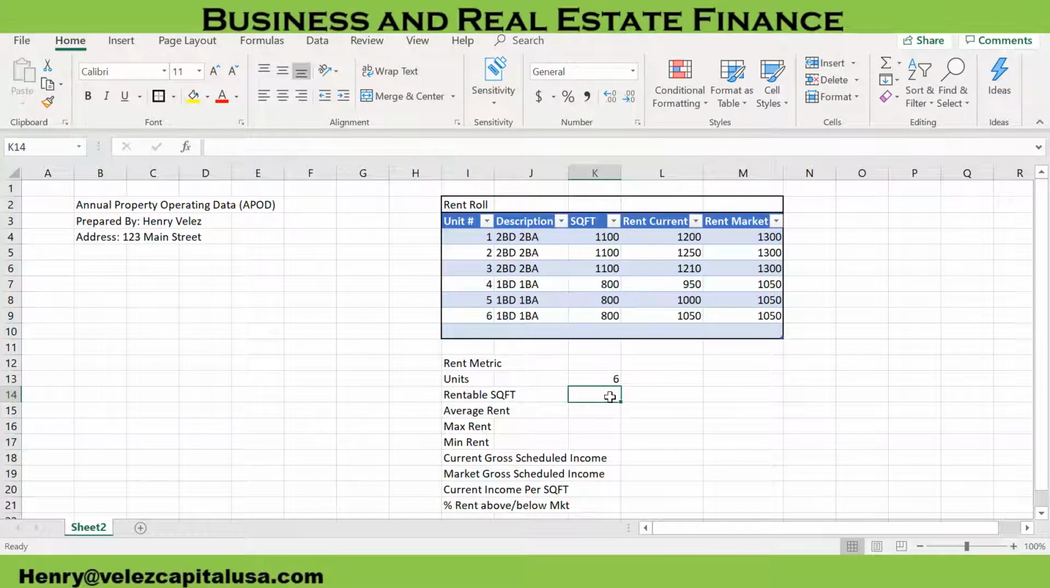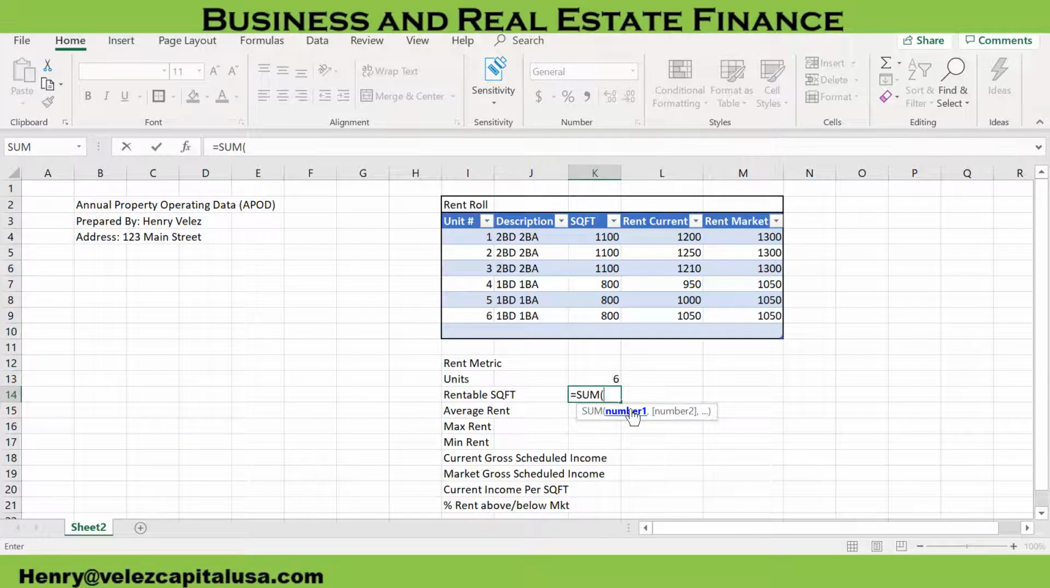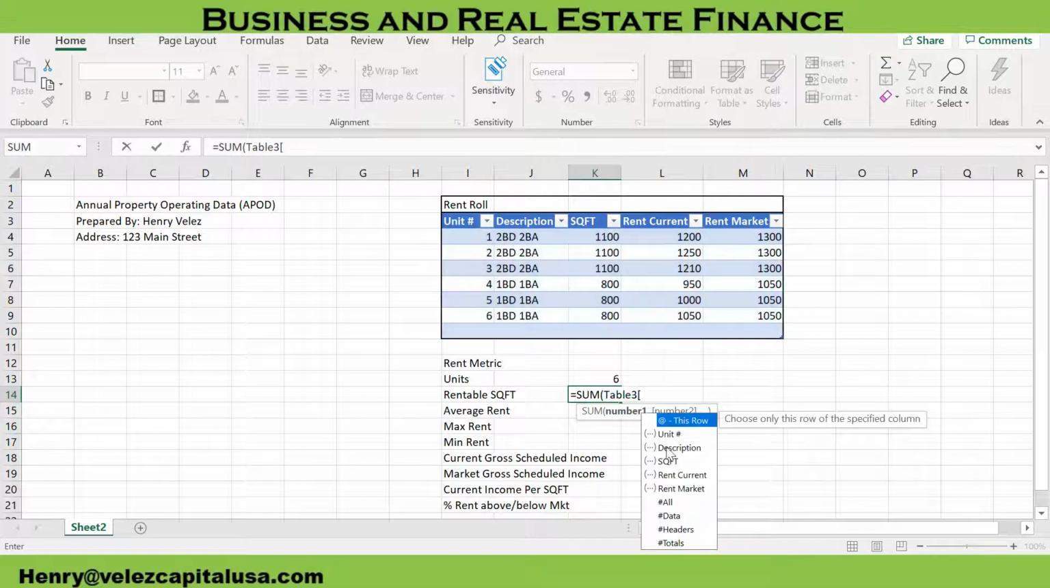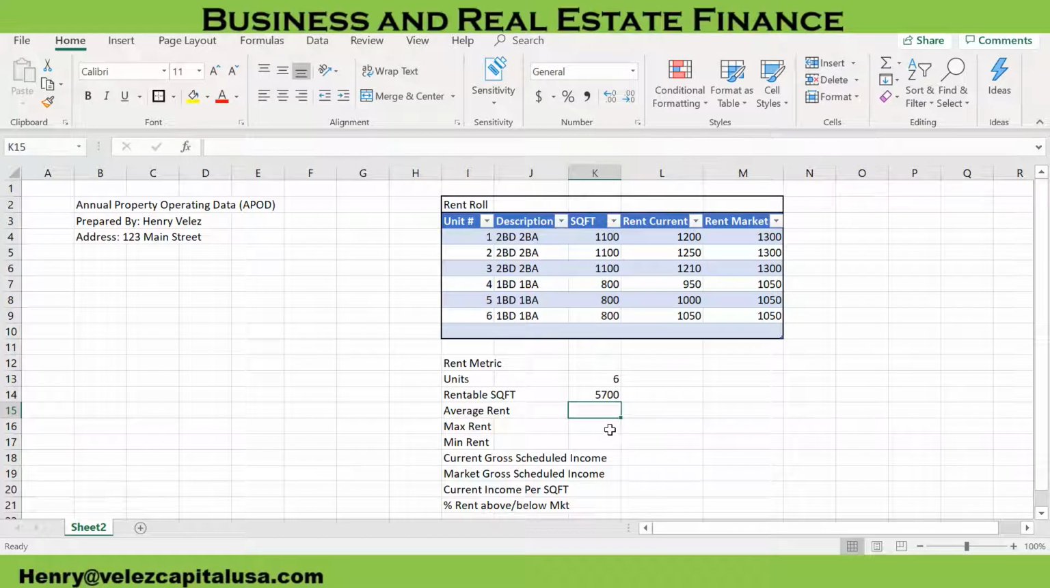Okay, rentable square feet. So the rentable square feet is the sum of all the square feet in the table. This is table 3. Your table might be different. Put it in brackets, square feet, close the bracket, parentheses. You have 5,700 rentable square feet, okay?